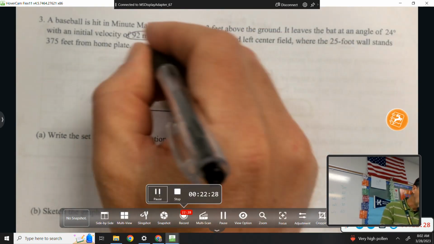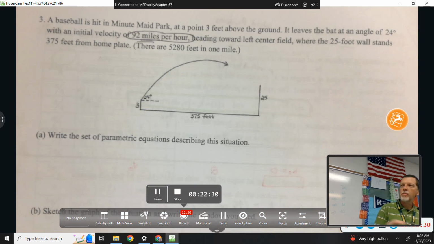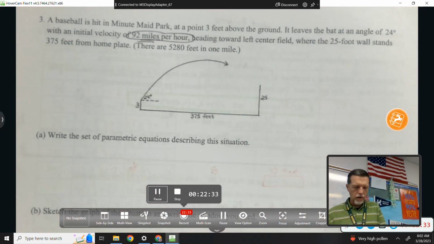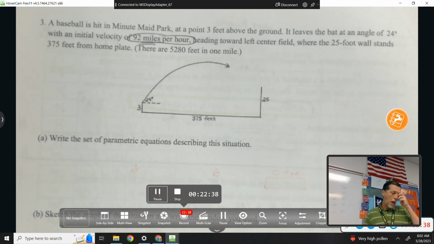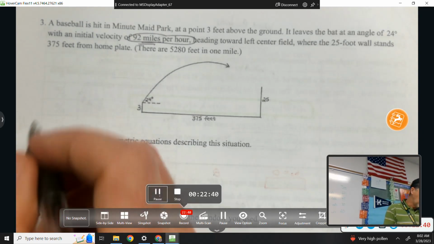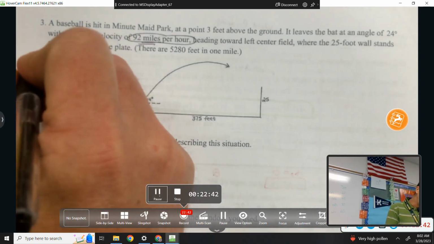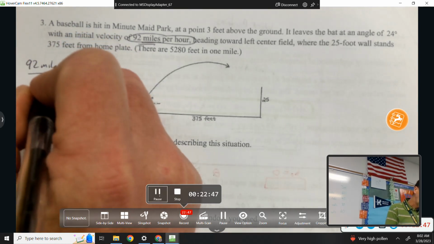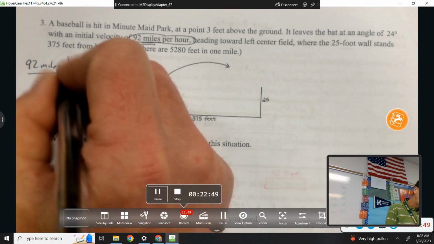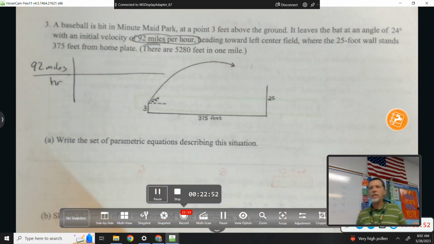92 miles an hour, but we don't really want miles per hour. We want feet per hour. Actually, we don't even want feet per hour. We want feet per second. So job 1 is 92 miles per hour into feet per second. So this is the old chemistry train track thing. You try to make all the units work out. It's my favorite part of chemistry, because I didn't have to know chemistry to make it work.